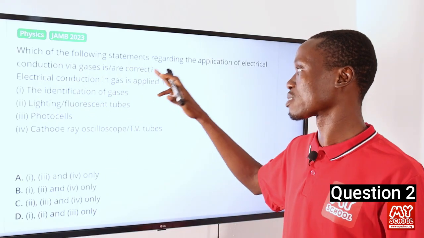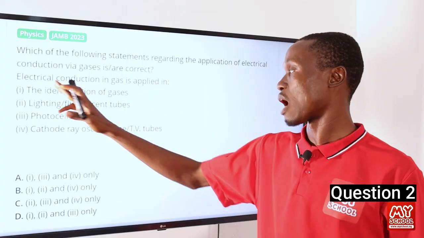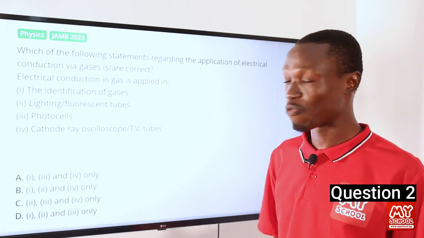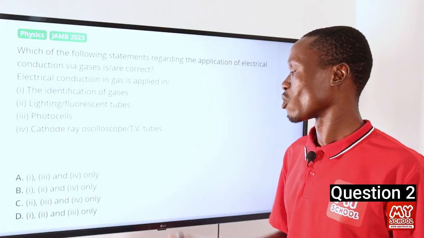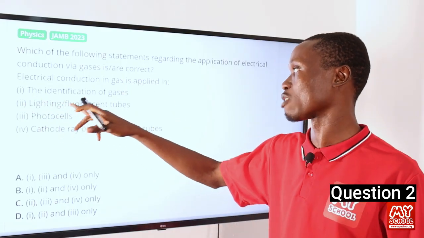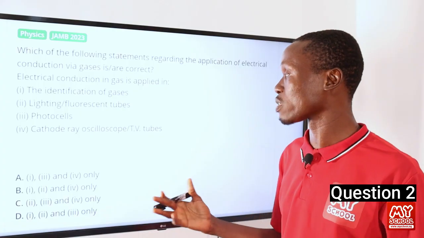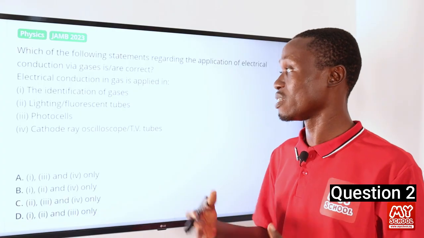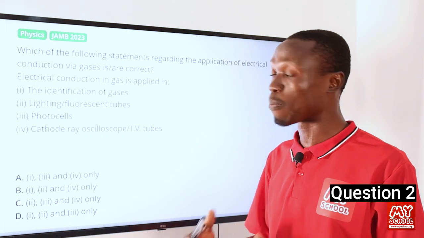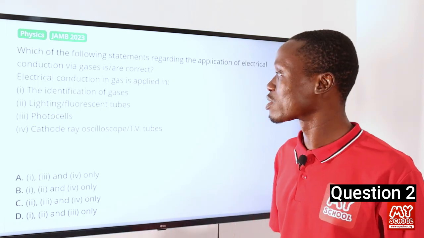Electrical conduction in gases finds application in identification of gases. Different gases burn, emitting different colors of light. II also finds application in lightning/fluorescent tube. The different colors that we see in a fluorescent tube are a result of the type of gases that is in the fluorescent tube.